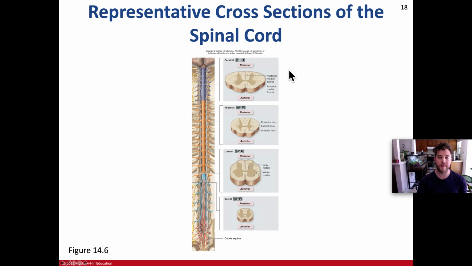Here are different representations of how the spinal cord will change as you go down it, because as you're moving down the spinal cord, you're innervating different structures and receiving input from different structures, so the spinal cord needs to look different to represent that functional difference. Form and function always follow each other. Up here you have more extensive white matter, whereas lower and lower you have more gray matter for processing different reflexes and things.